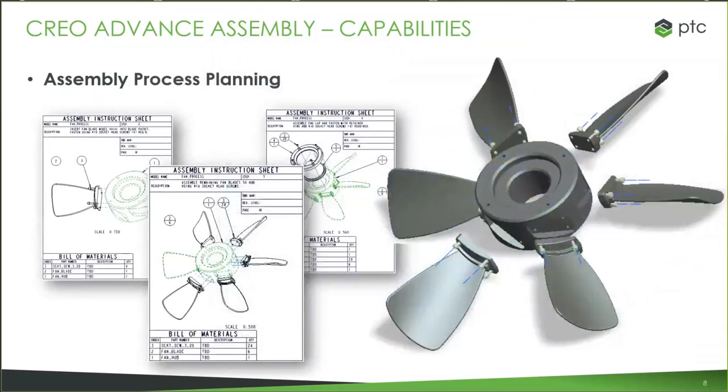Our assembly process planning, so automate the creation of assembly process plans and manufacturing documentation. This is a big time saver. You're going to be able to generate associative manufacturing bill of materials for each assembly step, and then publish the assembly process plans for web delivery. So this can all be automated and use all of that information and geometry that you used in your assembly to create these process planning documents.